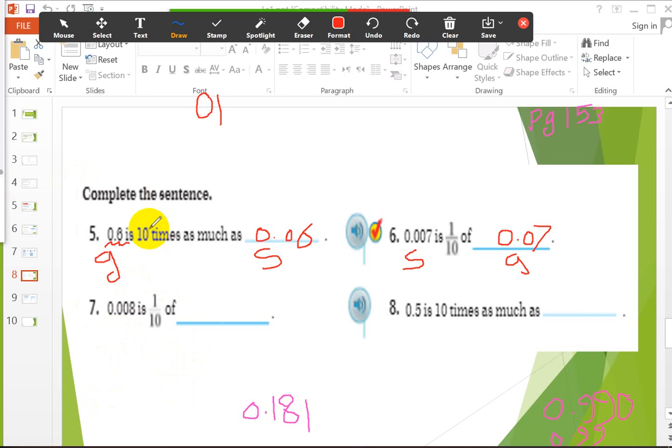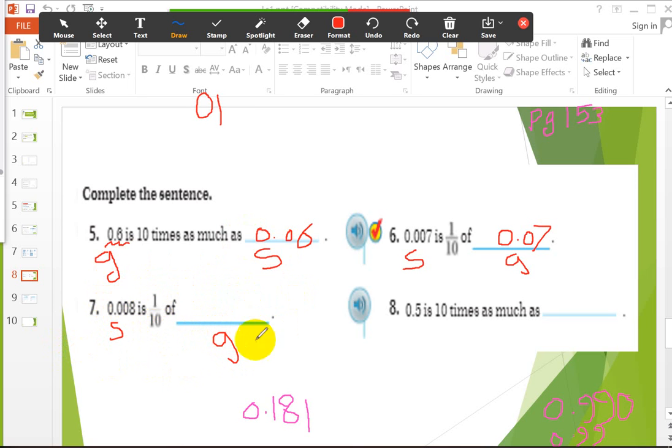So 8 thousandths, or 0.8 thousandths, is 1/10 of a number. That means this number is smaller than a number by 10 times. So here I want to find the greater number, the larger number. The number is larger than 8 thousandths by 10.